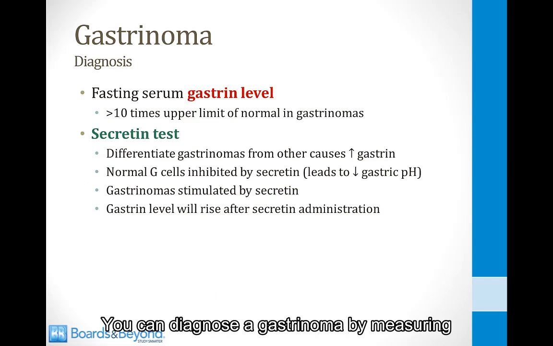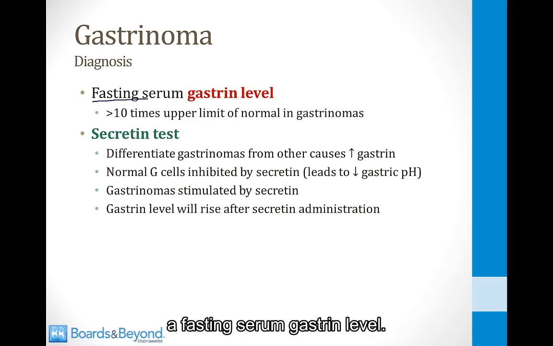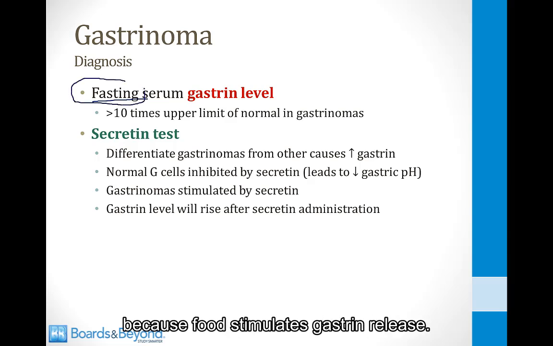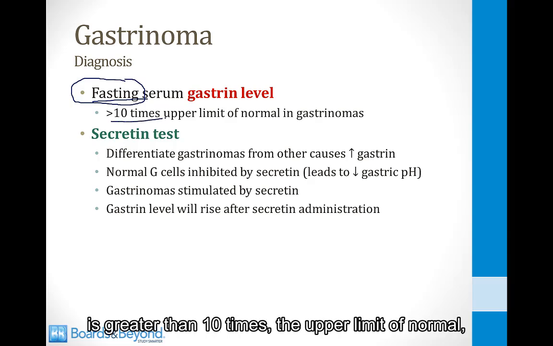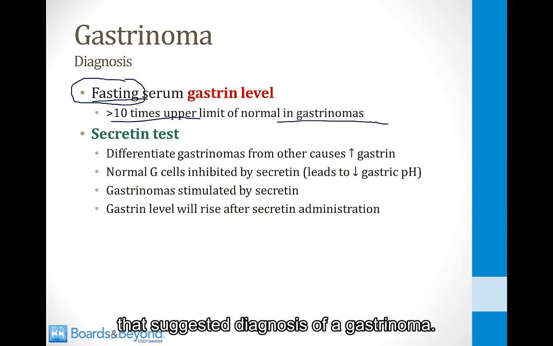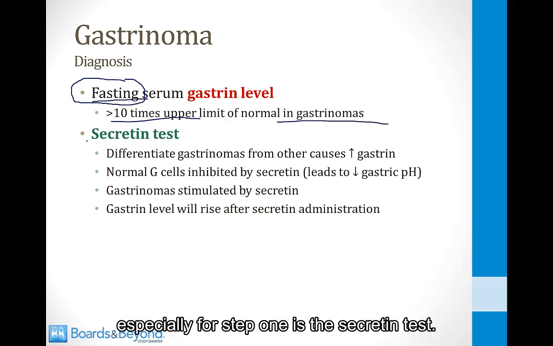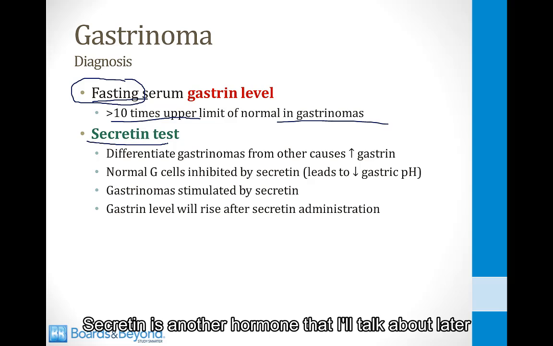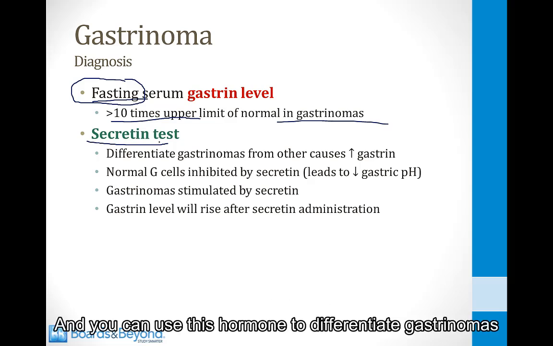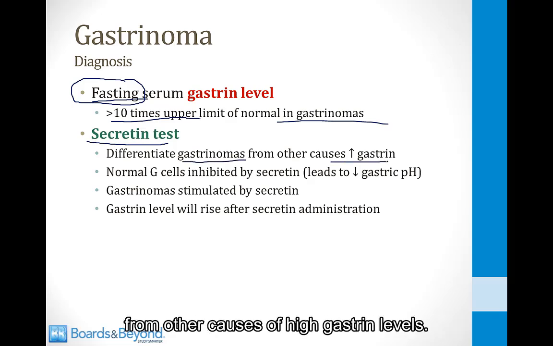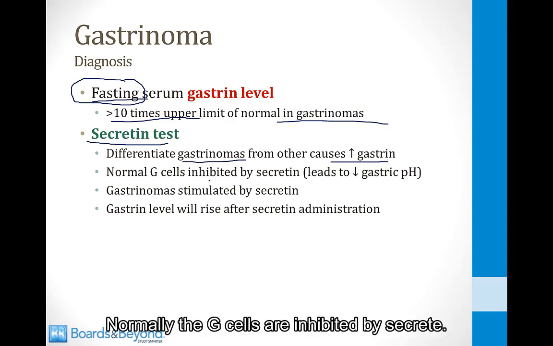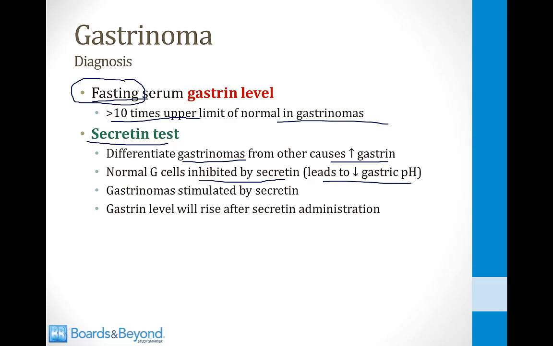You can diagnose a gastrinoma by measuring a fasting serum gastrin level. It's important that the patient is fasting because food stimulates gastrin release. And if a fasting serum gastrin level is greater than 10 times the upper limit of normal, that suggests a diagnosis of a gastrinoma. Another important test that you should be aware of, especially for Step 1, is the secretin test. Secretin is another hormone that I'll talk about later in this module, and you can use this hormone to differentiate gastrinomas from other causes of high gastrin levels. Normally, the G cells are inhibited by secretin. However, gastrinomas behave the opposite way. They are stimulated by secretin.